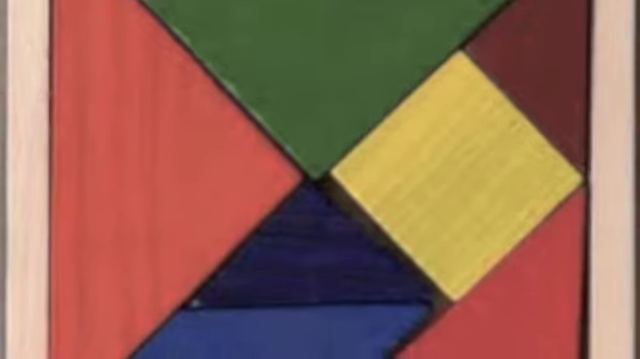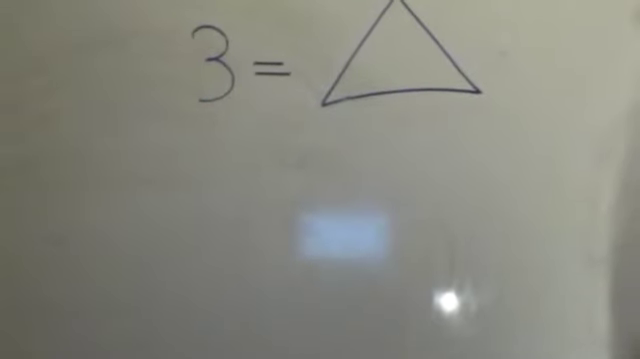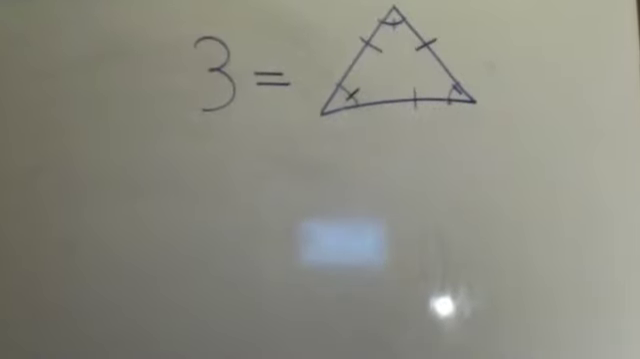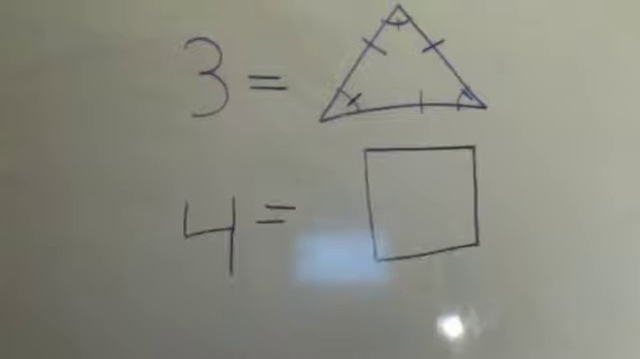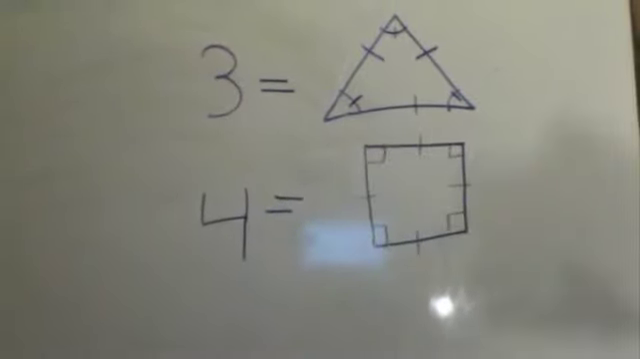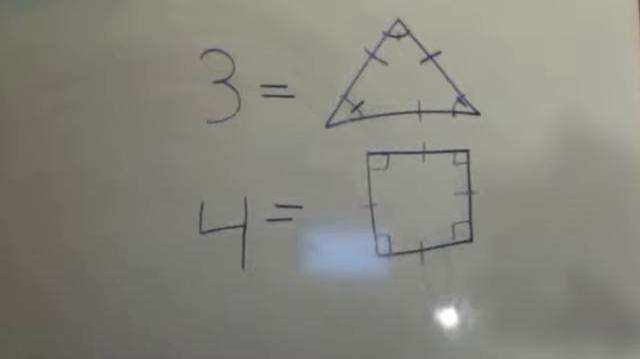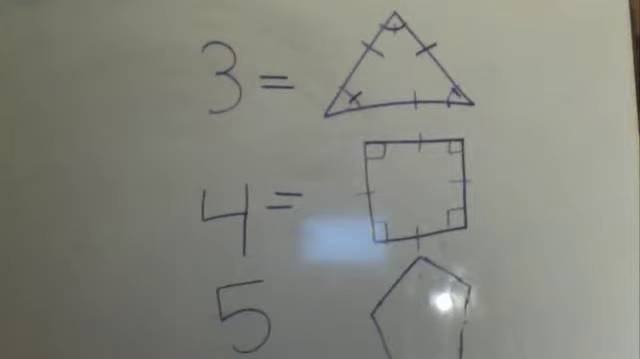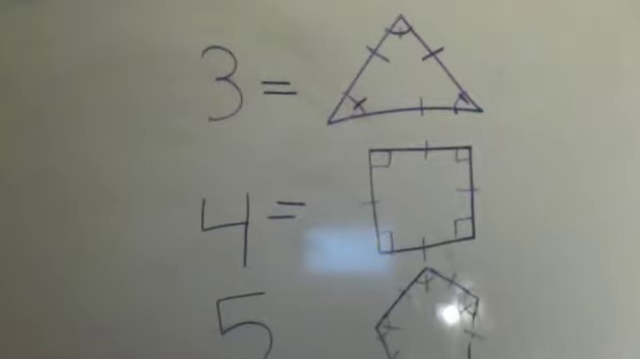Hi team, we're going to look at polygons today, regular polygons. A regular polygon is a closed shape that has equal sides and equal angles. A three-sided regular polygon is an equilateral triangle. A four-sided regular polygon would be a square. And a five-sided regular polygon would be a pentagon.